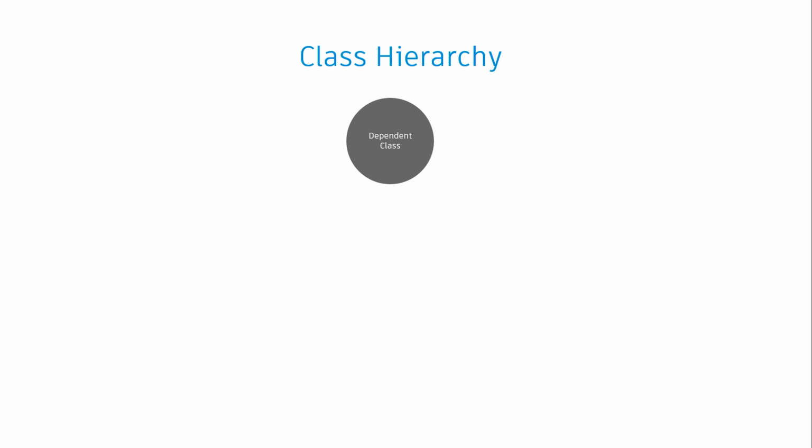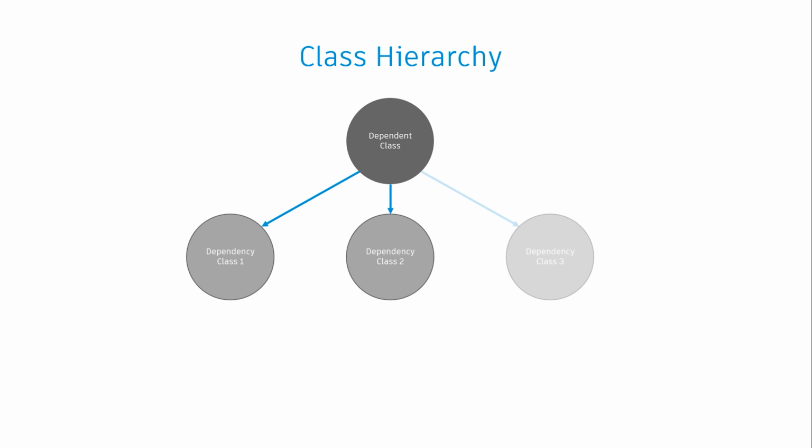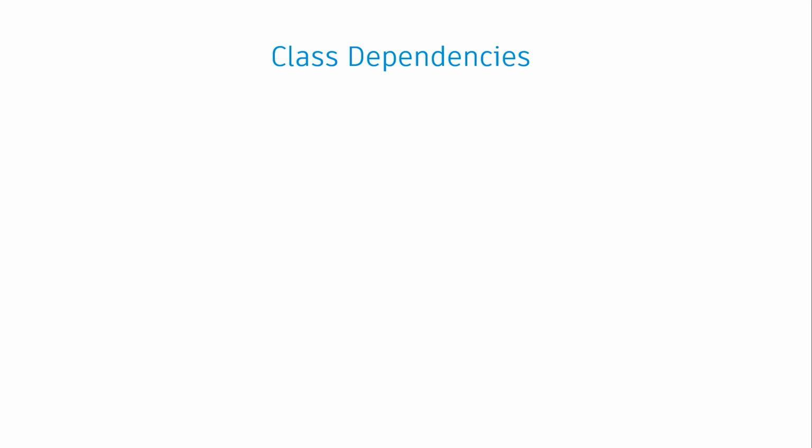Imagine that we have a dependent class that will depend on dependency 1, 2, and 3. And dependencies 2 and 3 will also have a subdependency 1. Okay, now how do we instantiate all these classes? Let's have a look at the code snippet.